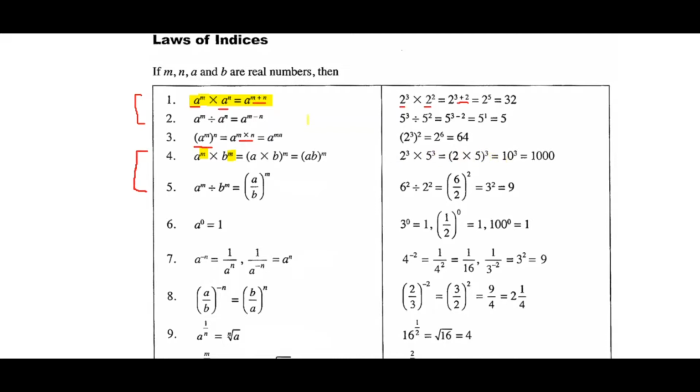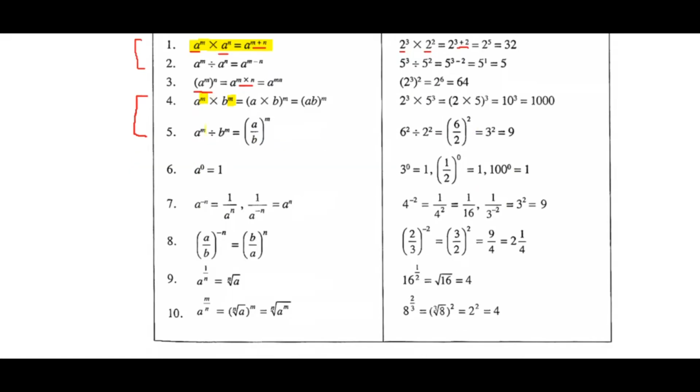So very important, you cannot combine unless you have something in common. In rules 1 and 2, you have a common base. In rules 4 and 5, you have a common power. When either one of them is common, you can combine them. So rule 5 is just if it's divide, a^m divided by b^m, you can combine them. It's just a divided by b to the power of m, because here it's a divide, so within the bracket it will be a divided by b. So rules 4 and 5 are related.